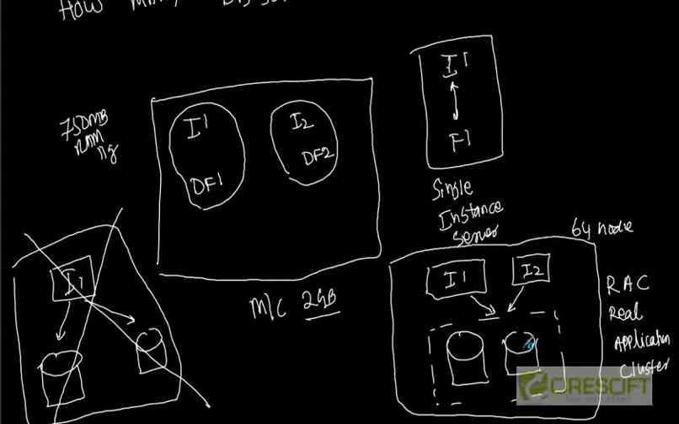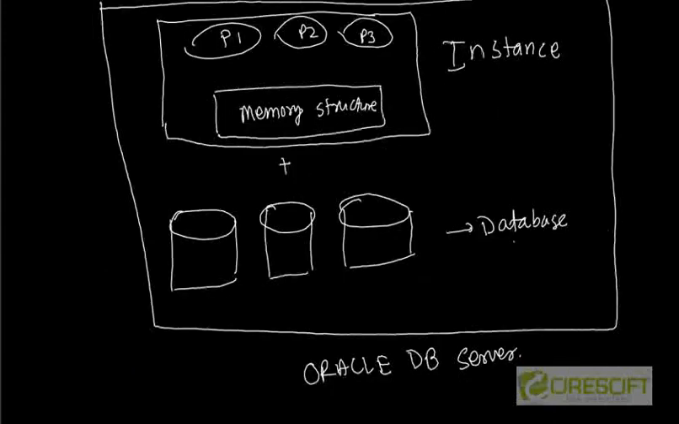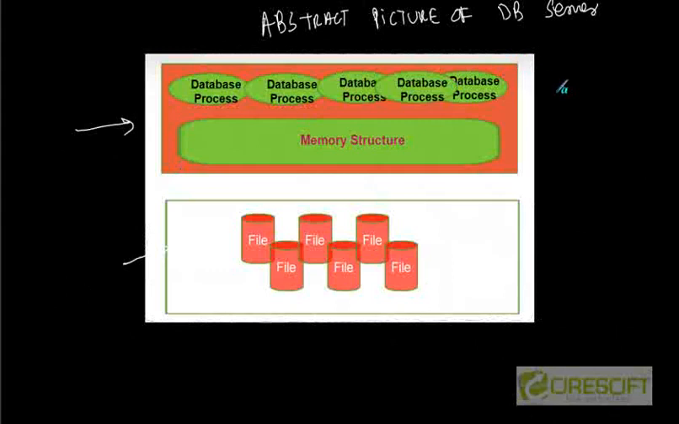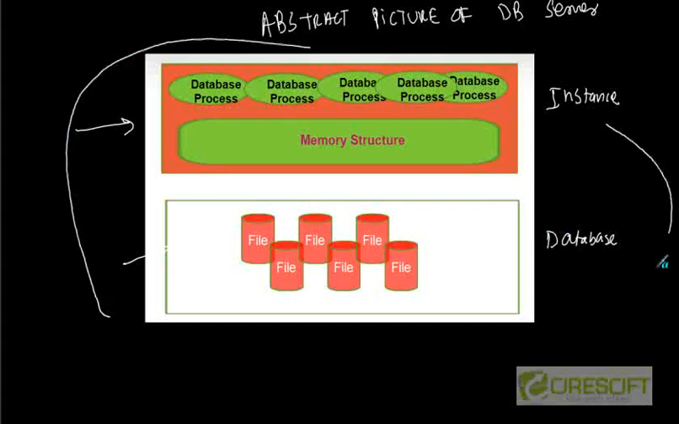So this is all about what an Oracle Database Server is. Again, I'm going to summarize. Oracle Database Server consists of two things. One is called the instance, and the second is called the database files, or what people call the database. Then this whole complete thing is called the Oracle Database Server. And again, the instance is two things: processes and memory structures.